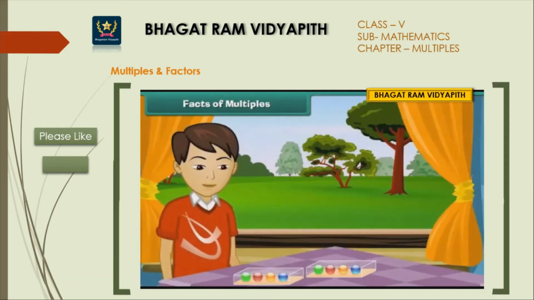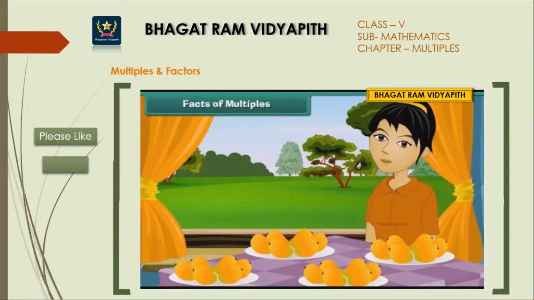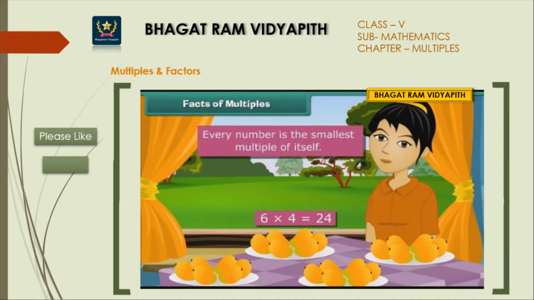Ved buys another box of 4 marbles. He expresses the total number of marbles as 4 multiplied by 2 is equal to 8. Prerna buys 2 more packets of 5 biscuits each. She expresses the total number of biscuits as 5 multiplied by 3 is equal to 15. Rashmi buys 3 more kgs of 6 mangoes each. She expresses the total number of mangoes as 6 multiplied by 4 is equal to 24. It is clear from these figures that every number is the smallest multiple of itself.